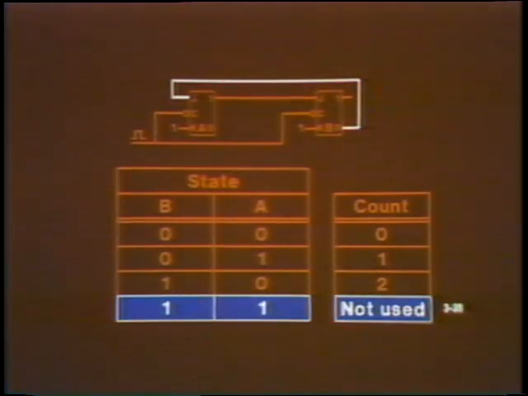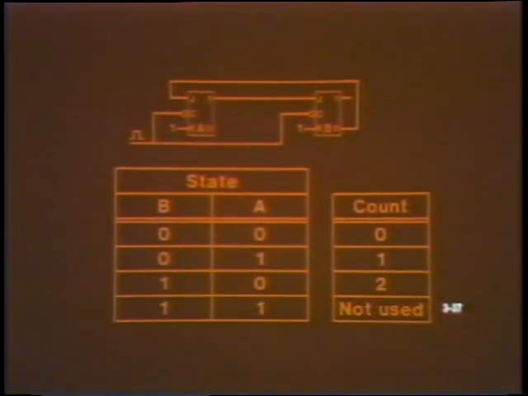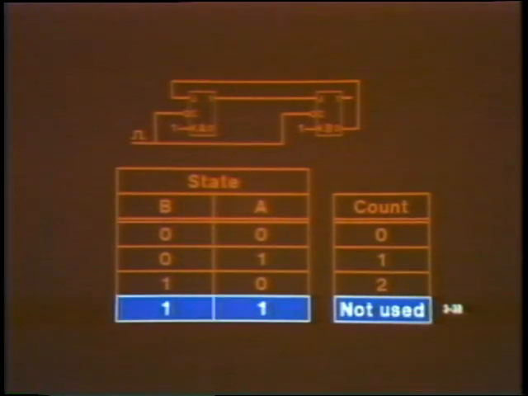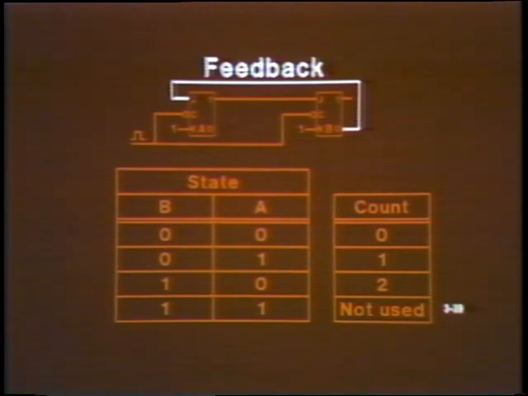This simple Mod 3 counter illustrates two fundamental ideas underlying non-binary counters. First, not all of the possible flip-flop states are used to represent counts. In this example, the B equals 1, A equals 1 state is not used. Second, non-binary counters employ feedback to cycle through the used states without entering an unused state. In this example, the feedback from B's complementary output precludes A and B ever being set at the same time.